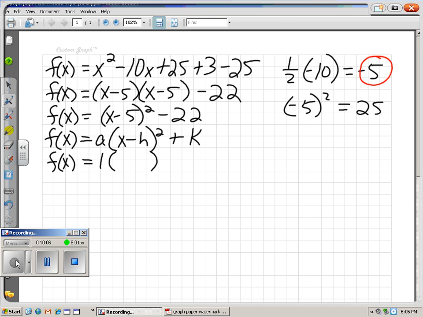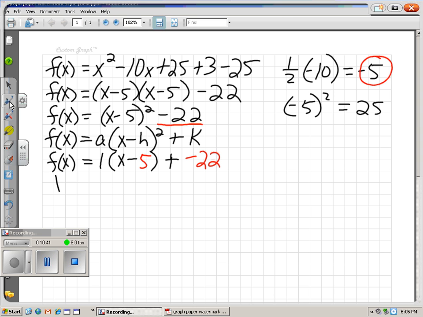So now we know that since we have a positive A, our parabola opens up. Now I want x minus a number. So x minus 5. That means 5 is going to be my h. And then plus a number out here on the end. Well, I want plus a number. What do I have? I have minus 22, so I'm going to rewrite it as plus negative 22. That means negative 22 is going to be my k. So my h is 5 and my k is going to be negative 22. The 1 tells me that my parabola opens up.